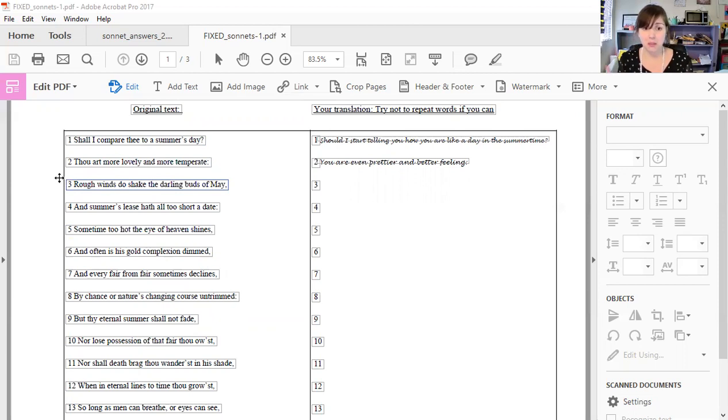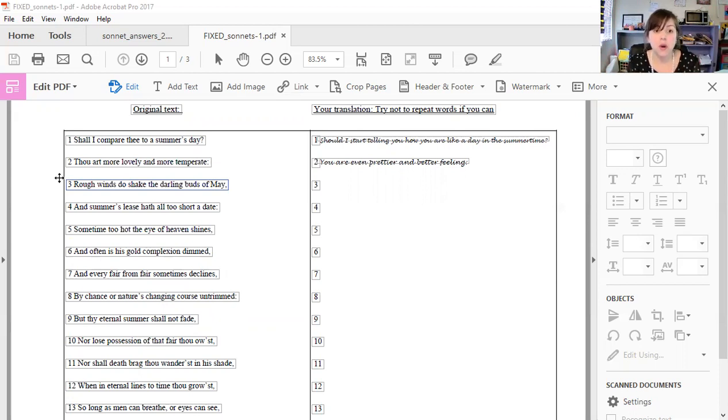So he says, thou art more lovely and more temperate. But then he makes a concession, which is kind of like, sometimes it's not the truth, right? He said, rough winds do shake the darling buds of May. So when you read Shakespeare, it's annoying at first, I promise, but it gets better. You have to read it multiple times, and you have to think first on a literal level and then on a figurative level.